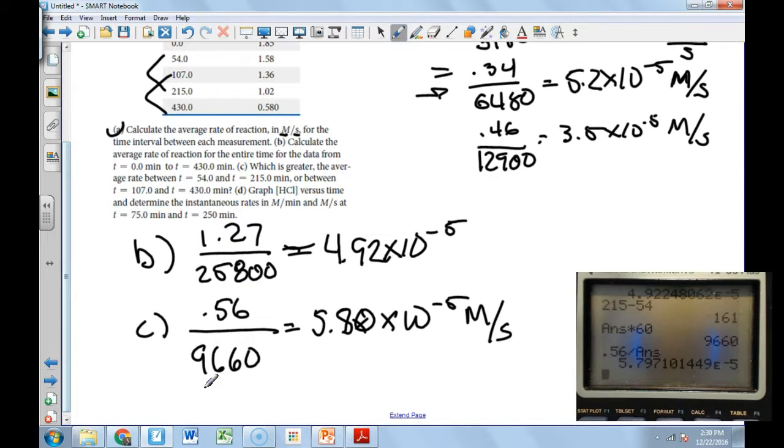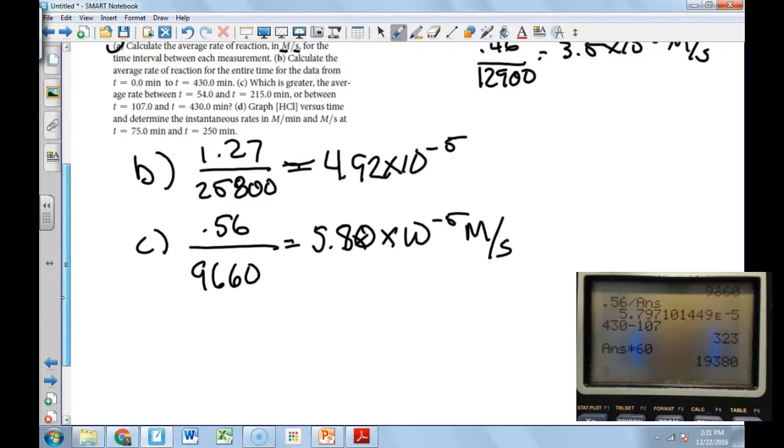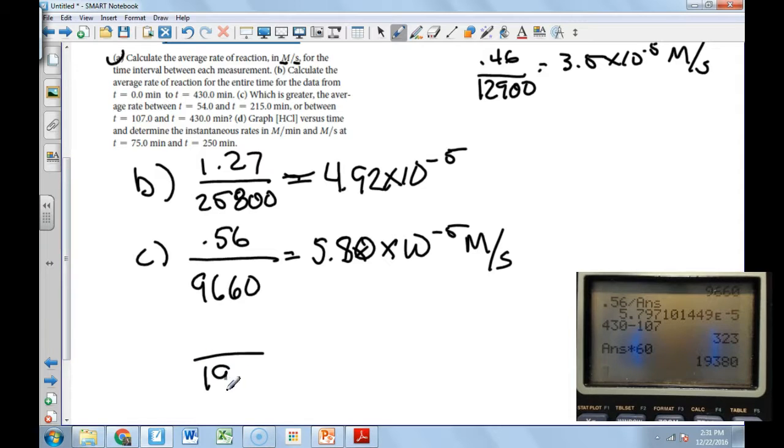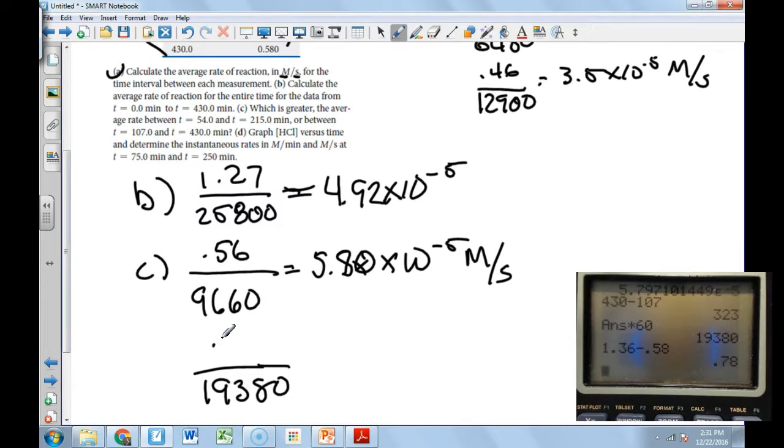Now we're going to do the same thing for 107 to 430. 430 minus 107 gives you the change in time, but then we have to multiply by 60 because we want it in seconds. So this is going to be over 19,380 seconds. And the change in concentration here is 1.36 minus 0.58, so we get that over 0.78.